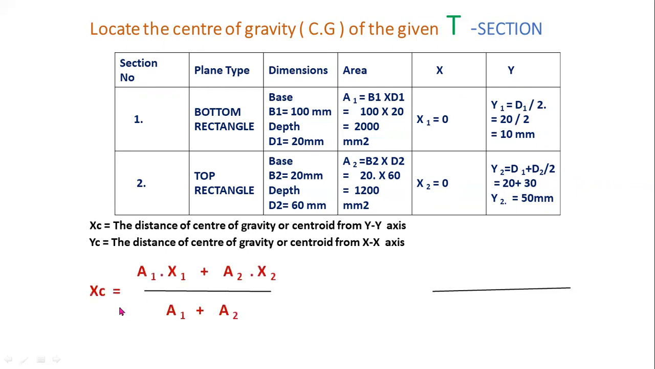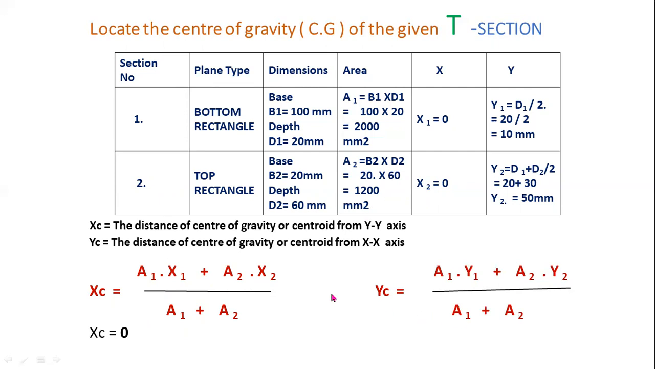Now already we know the formula for xc. xc is the distance of centroid or center of gravity from the y axis. xc equal to a1 x1 plus a2 x2 by a1 plus a2. Here we already know that x1 and x2 values are 0, so the value of xc equal to 0.